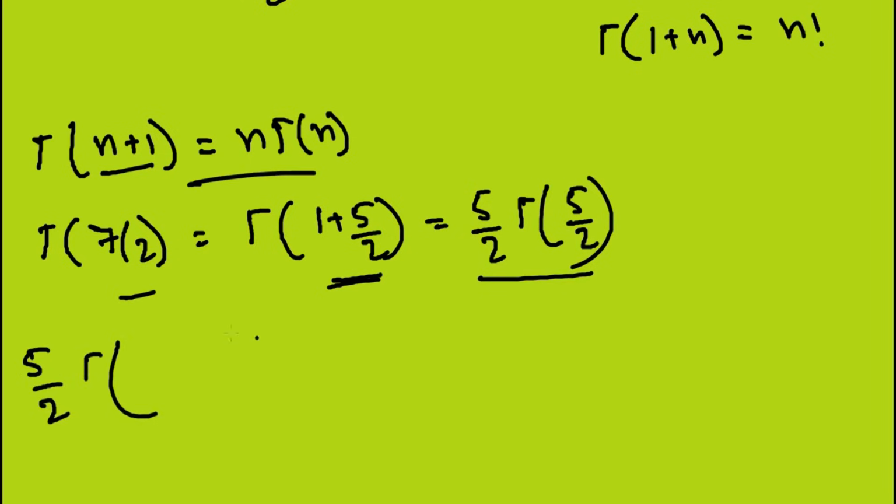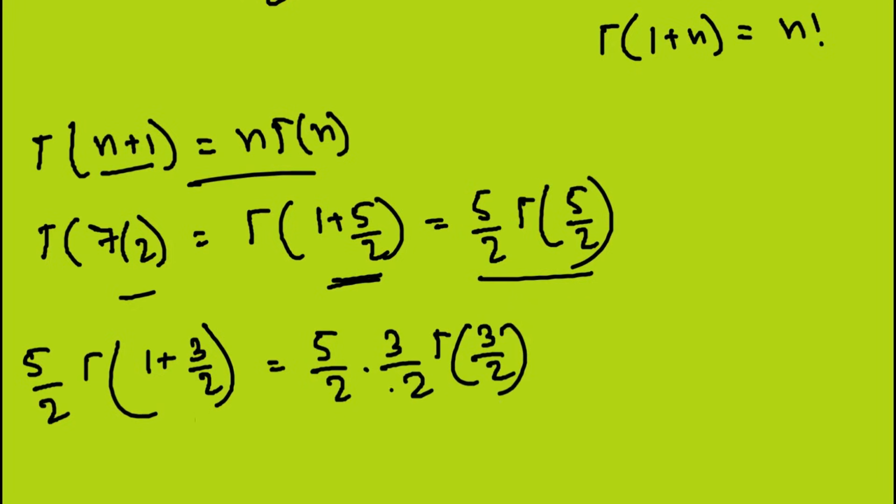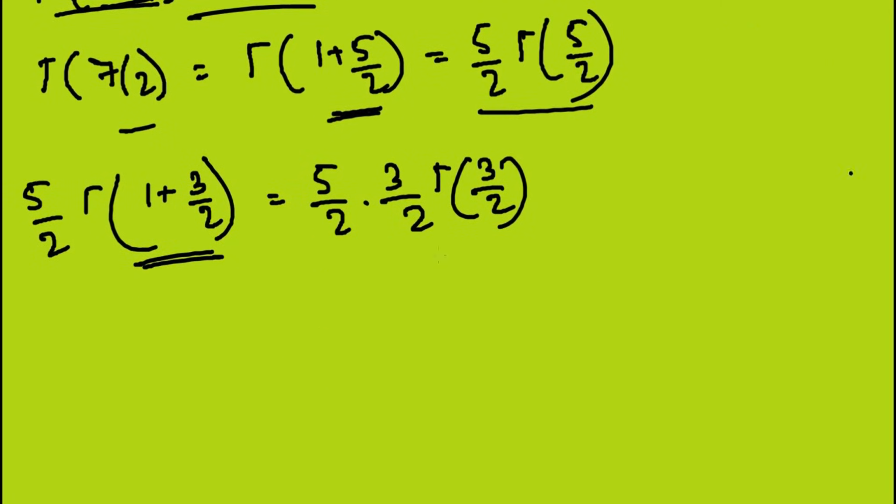So 5 by 2 can be written as 1 plus 3 by 2. So this is equal to 5 by 2 times 3 by 2 times gamma 3 by 2, because 1 plus 3 by 2 is 1 plus n, where n is 3 by 2. So n gamma n is 3 by 2 times gamma 3 by 2. Now what is gamma 3 by 2? Let me write the entire thing again: 5 by 2 times 3 by 2 times gamma 3 by 2. Gamma 3 by 2 can be written as gamma 1 plus half.